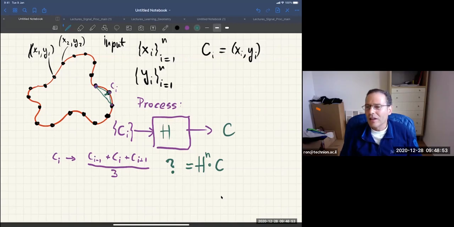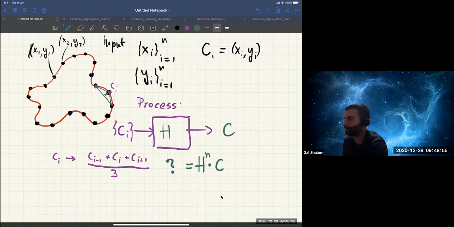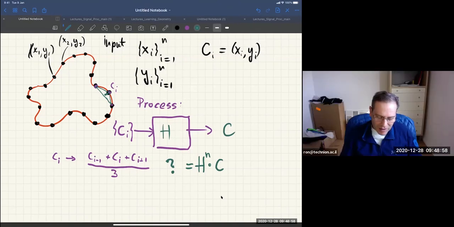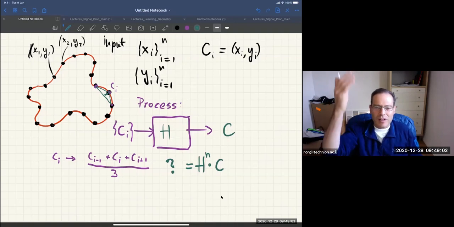Who was that, Gal? Yes. So Gal is saying that if I'm taking every three points and taking the average of the three points, at the end of the day, it would converge to some center of mass of something.